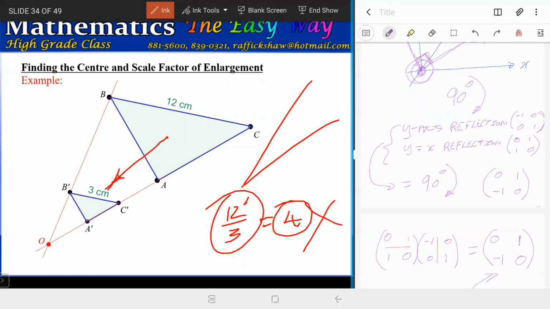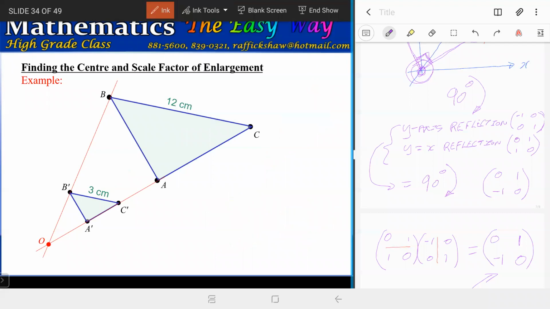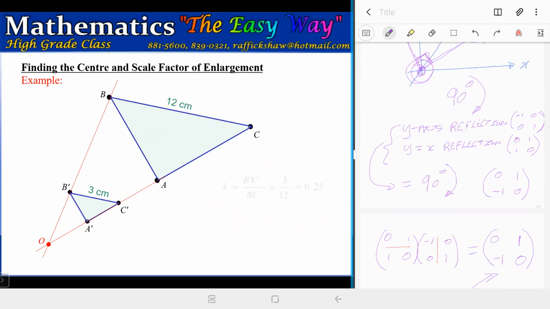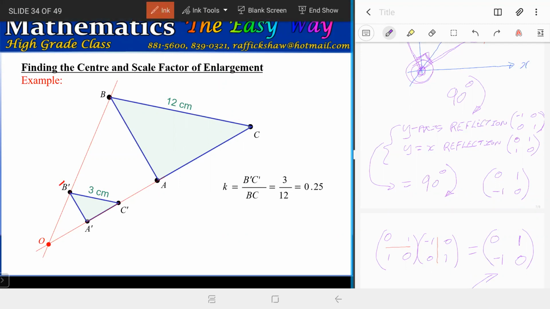Say I realize I made a mistake and put the wrong one on top of the other. It has to be the image divided by the object. The image divided by the object. Let's look at it. See there? An image distance divided by a corresponding object distance. The image distance is 3. See there? This is the distance, it is 3. A distance on the image, and the corresponding distance on the object.